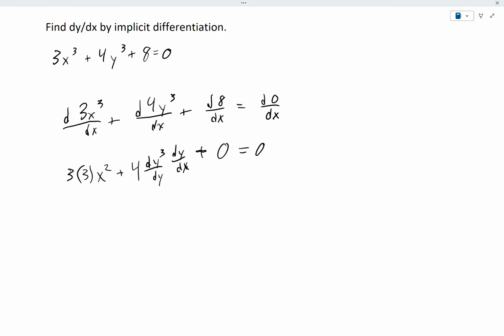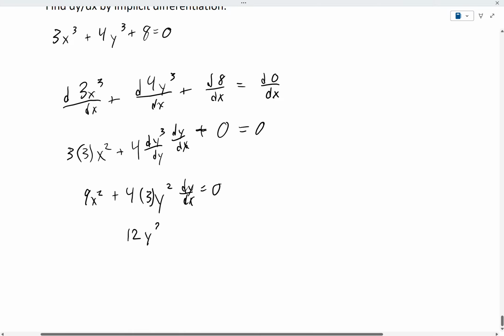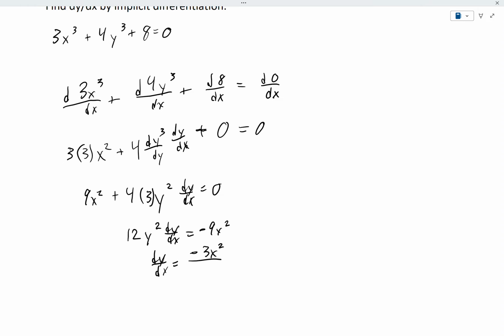So now all that's left is to solve the remaining derivatives and rearrange for dy/dx. So this becomes 9x^2 plus 4, what's d/dy of y^3? That's going to be power out front, one smaller on the power, times dy/dx is equal to 0. And now we're just rearranging for dy/dx. So I'm going to subtract 9x^2 from each side. And then I'm going to divide by 12y^2. And I also divided by a factor of 3 in the top and bottom here. So this is what you're left with.